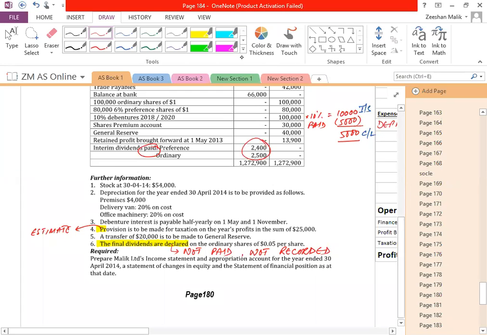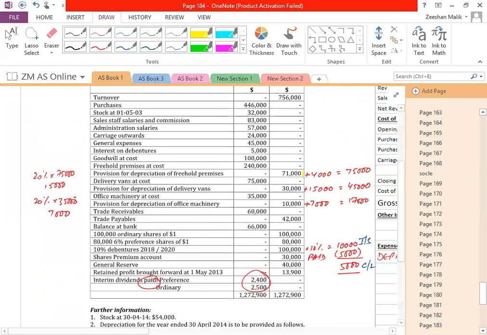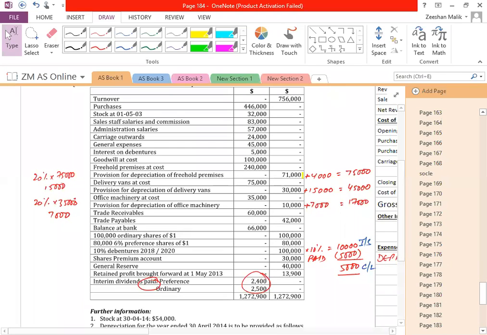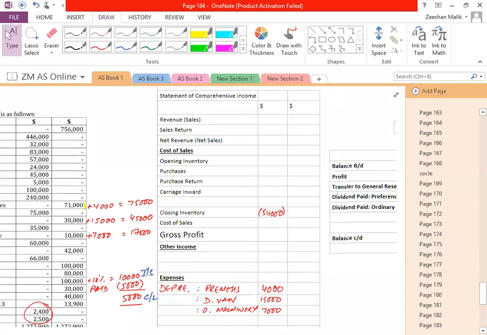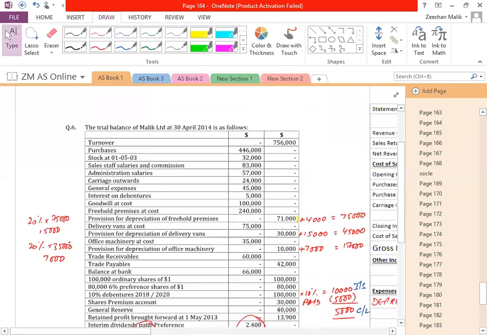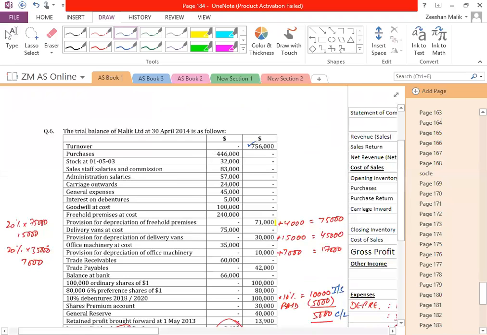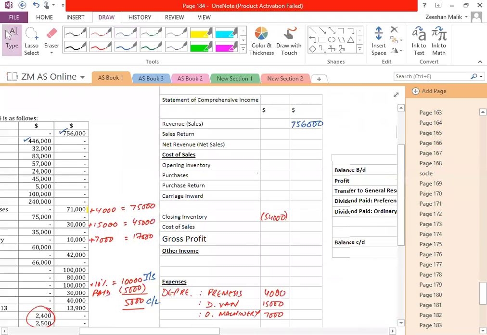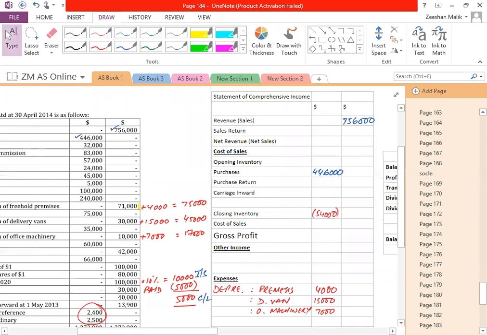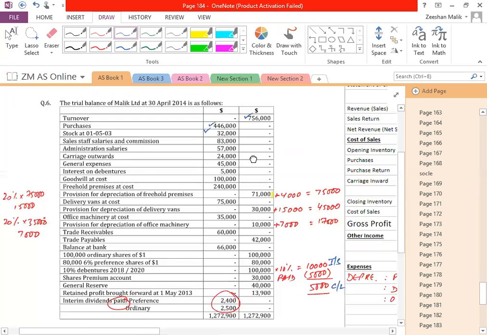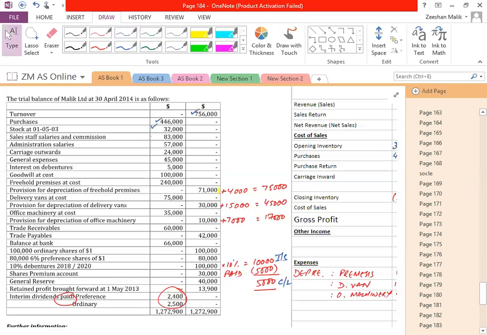Now we are going for the trial balance, one by one going to put the values. All right, here we go. Turnover 756,000. Adjustment effect twice, but adjustment effect once. Purchases 446. Opening stock 32,000. Sale staff salaries and commission 83.